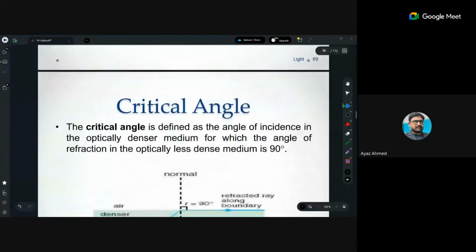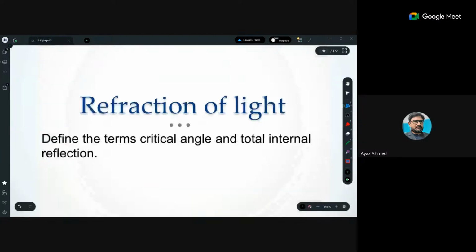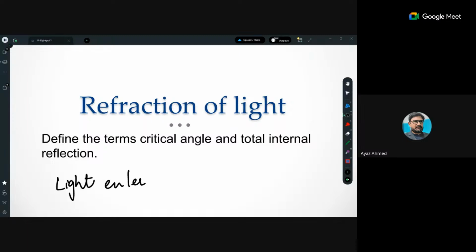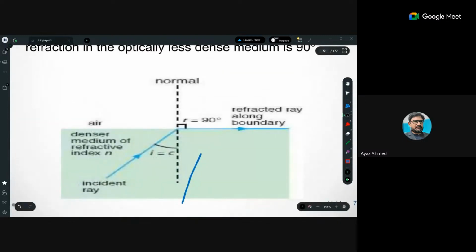Now we will talk about the critical angle. This is the next part of refraction. Before this, we discussed light entering from less denser to more denser. But here, light enters from more denser to less denser. So when it enters from more denser to less denser, what do you expect from the light? Will it bend towards the normal or away from the normal?